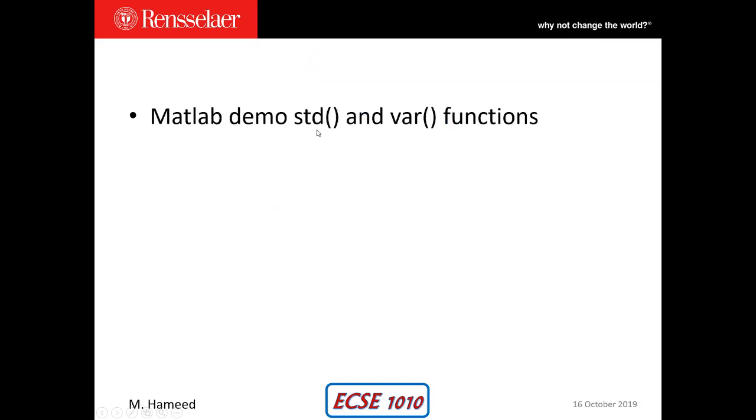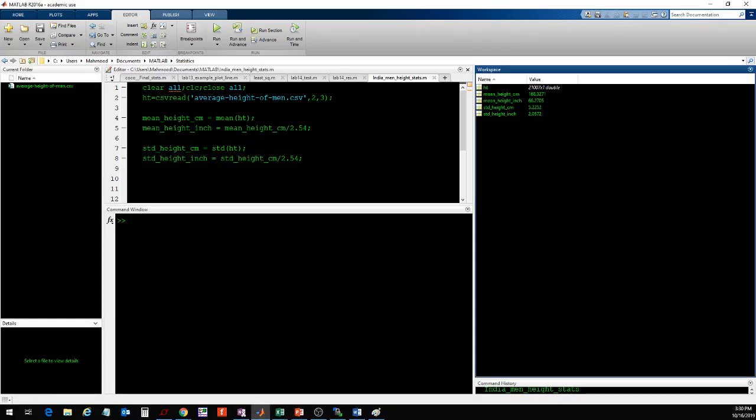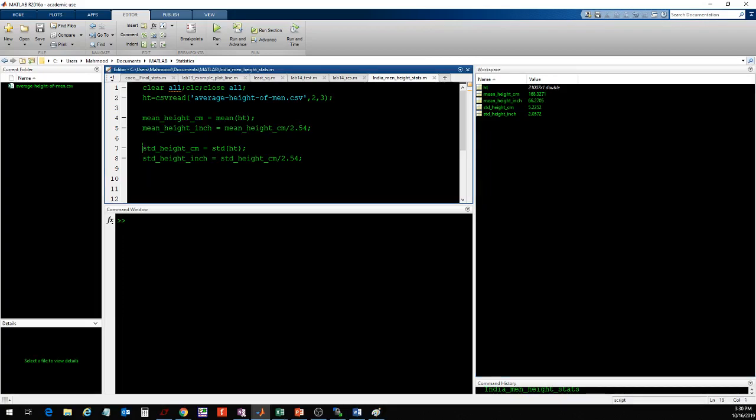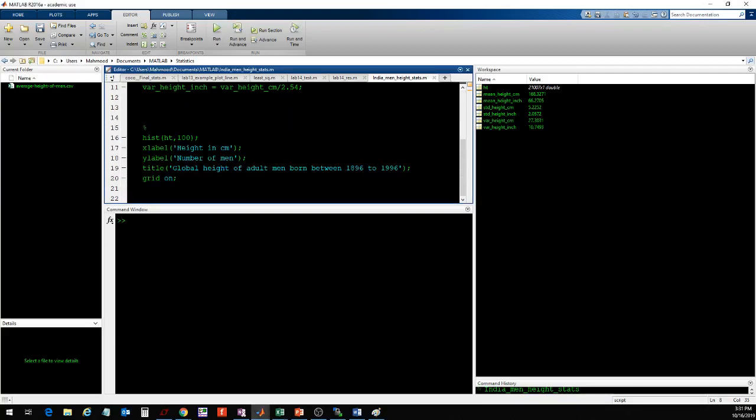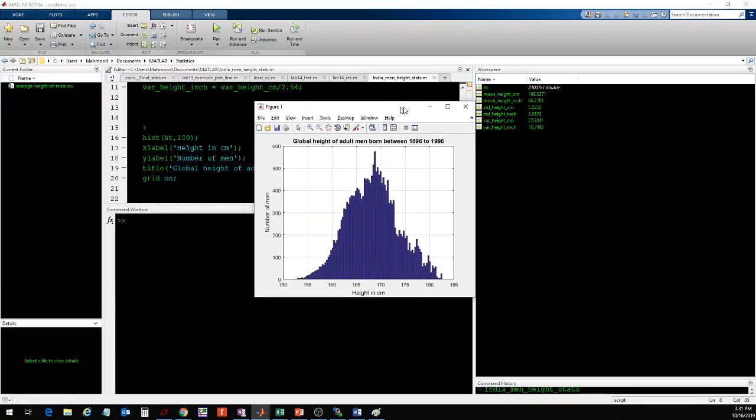Now let's see these two functions, std for standard deviation and var for variance, and how we can use MATLAB to find the standard deviation and variance of a data set. I'm going to use the same data set as before, the average height of men. I've already shown you how to find the mean of that data set. Now I'm trying to find the standard deviation of that data set, and I'll also type in variance. So I'm going to copy paste this, and I'm going to say the variance. By using the functions std and var, I can compute the standard deviation and variance of a data set. If I run this, as I've shown you before, I'm also plotting the histogram, a very good indication of the probability density function of the data set.